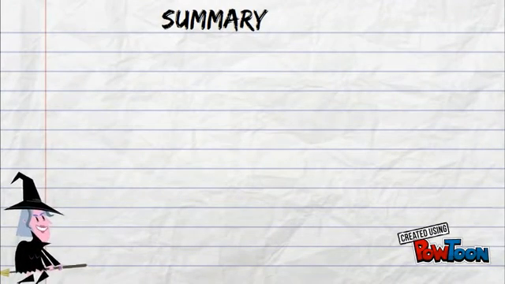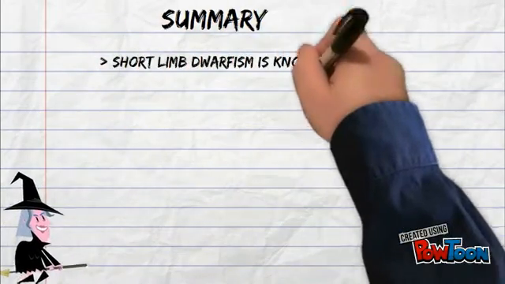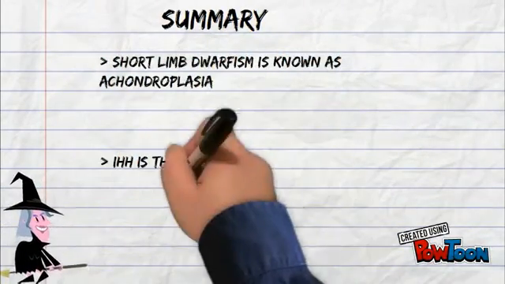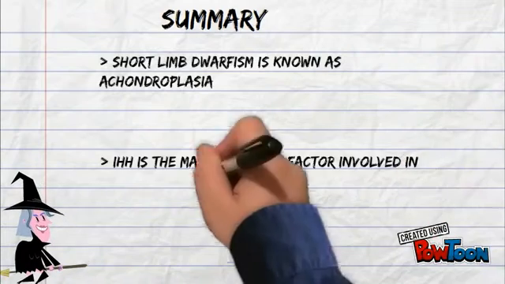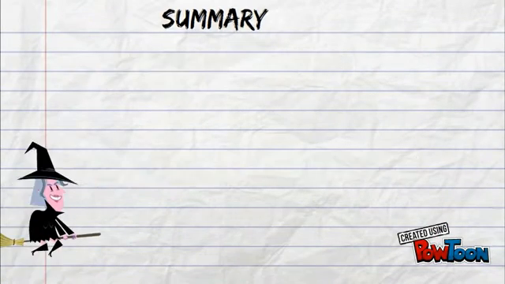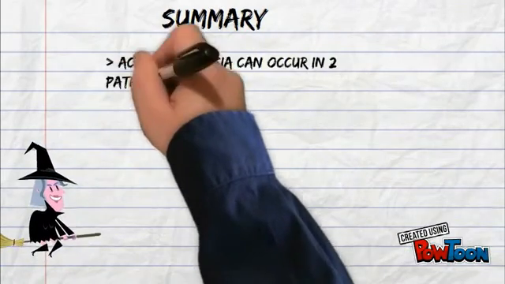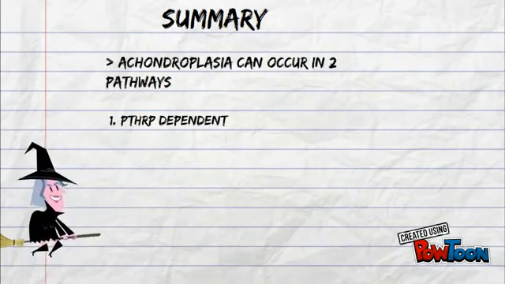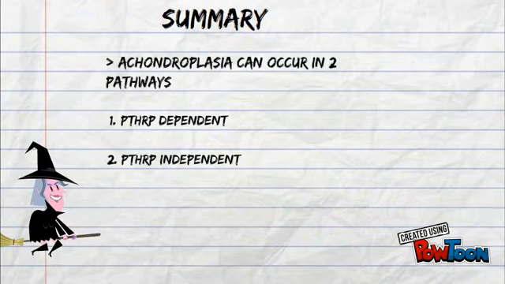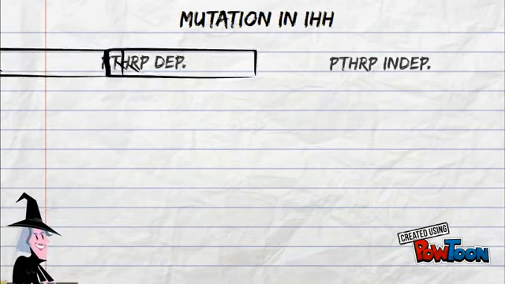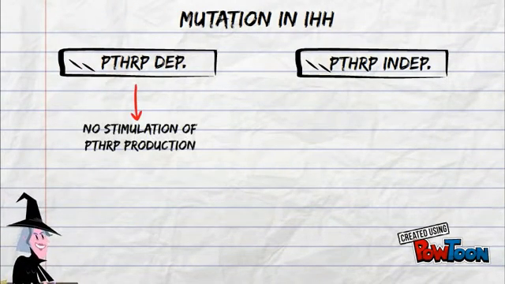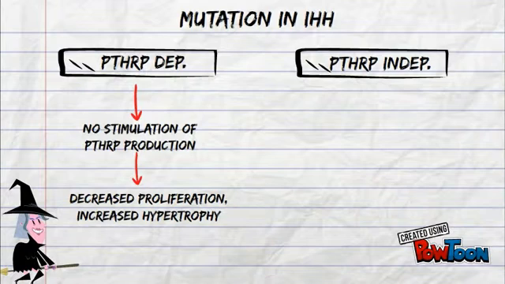In summary, short-limb dwarfism is known as achondroplasia, and IHH is the main paracrine factor involved in achondroplasia. Achondroplasia can occur in two pathways, which is PTHrP-dependent and PTHrP-independent pathways. Mutation in Indian hedgehog results in no stimulation of PTHrP production in PTHrP-dependent pathway. This results in decreased proliferation and increased hypertrophy.